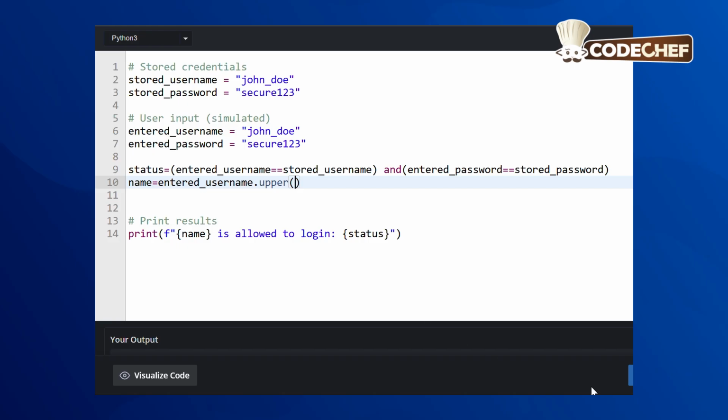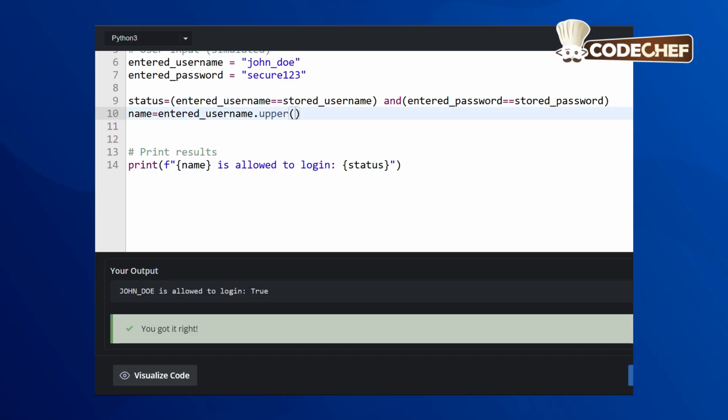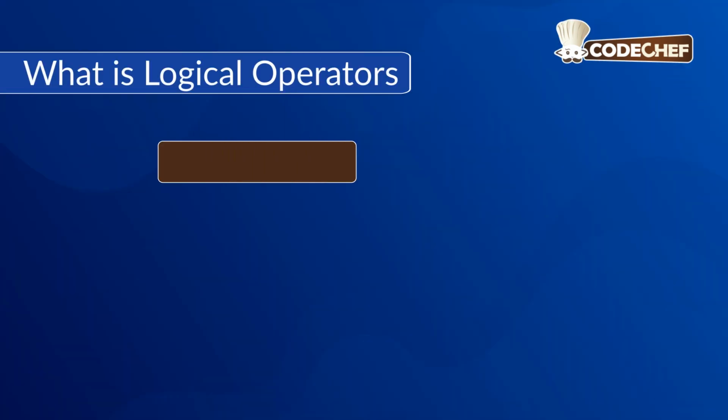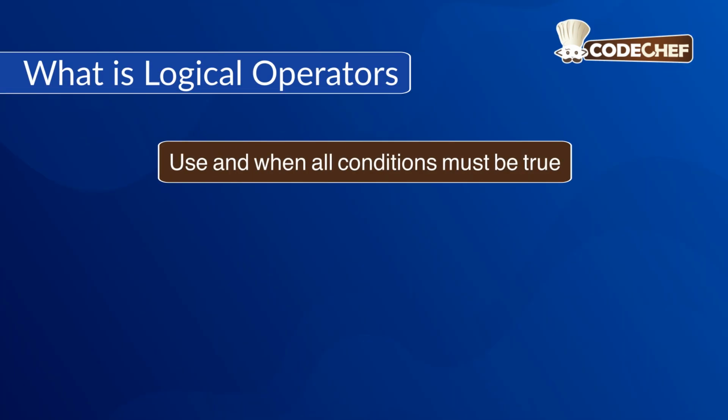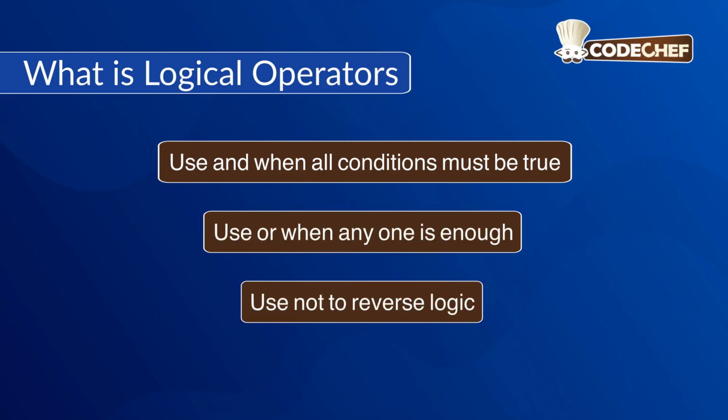Finally, we print a message telling us if the user can log in, along with the result, true for allowed, false for denied. To recap, use and when all conditions must be true. Use or when any one is enough. And use not to reverse logic.